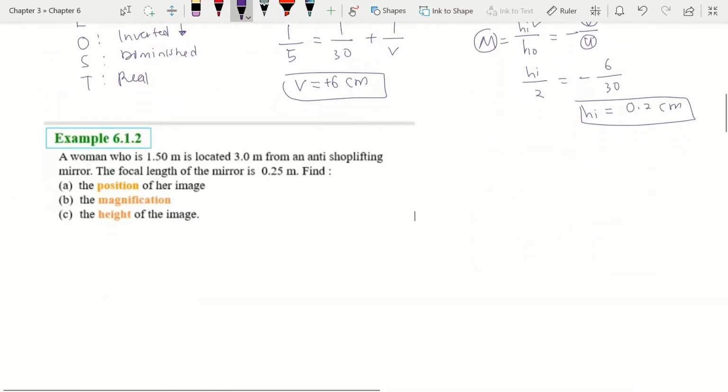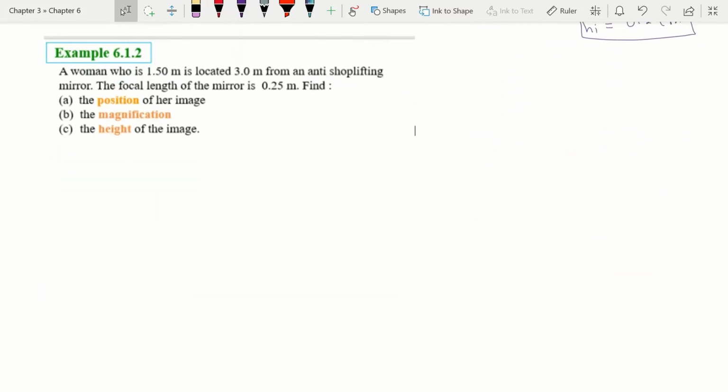Okay, let's look at the next example. Example 6.1.2. A woman who is 1.5 meter. Okay, we have the woman, so the woman is now the object. So the height of the woman, the object, is 1.5 meter. It's located 3 meter from an anti-shoplifting mirror. So when we are talking about an anti-shoplifting mirror, do you think it's a concave or convex mirror?